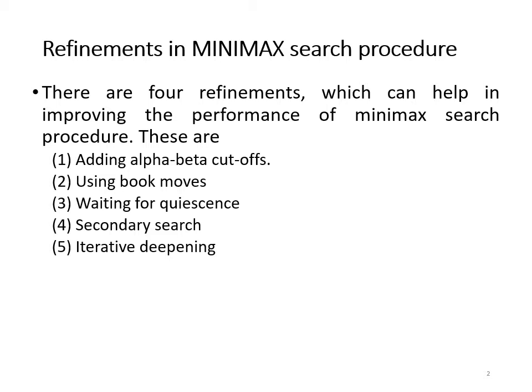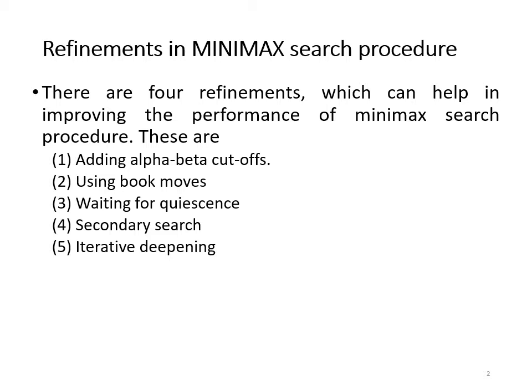Minimax algorithms. As we know, the min-max algorithm takes time of the order of b to the power d, where b is the branching factor and d is the depth of the tree. But when we use alpha beta cutoff, the time complexity of the min-max algorithm reduces to the order of b to the power d by 2.